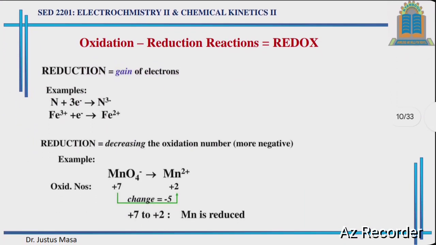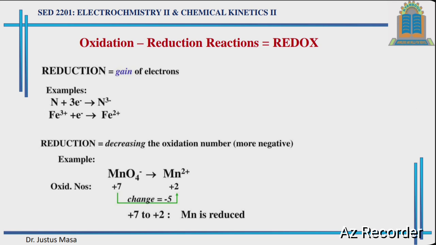Now, for reduction to take place, there should be a gain of electrons, at least in this electrochemistry. If you read other texts or in other topics, we will see reduction occurring when there is addition of hydrogen or loss of oxygen. But in this case, we're looking at gain of electrons. You can see that nitrogen atom gaining 3 electrons, forming that nitrogen ion. That is reduction taking place. We're seeing iron 3 ions being reduced to iron 2 ions. So there is a gain of electrons that you can see right there.